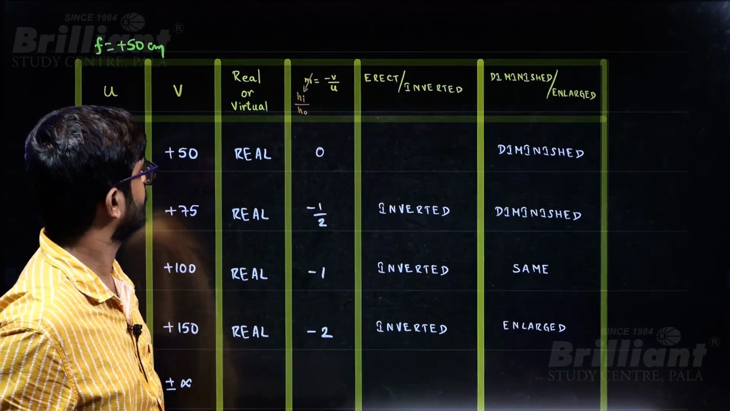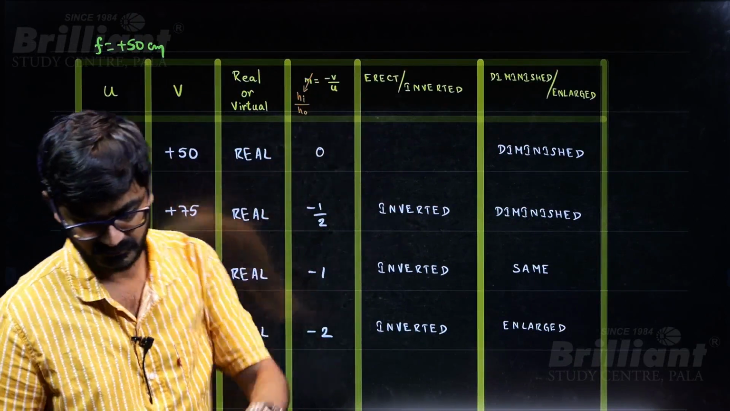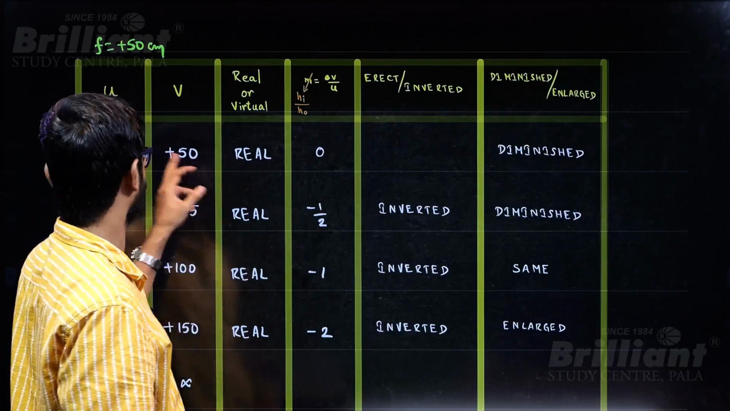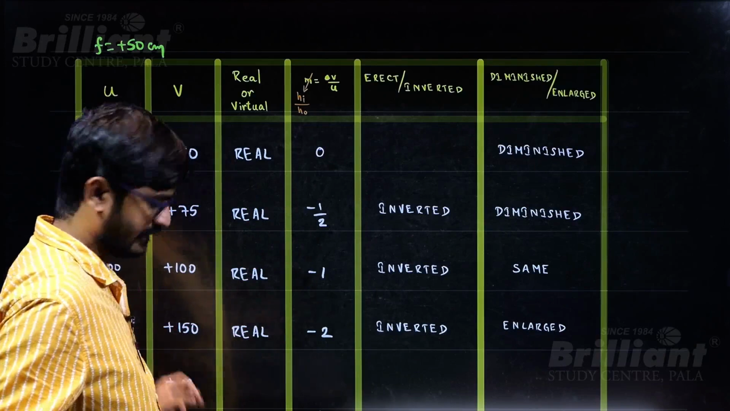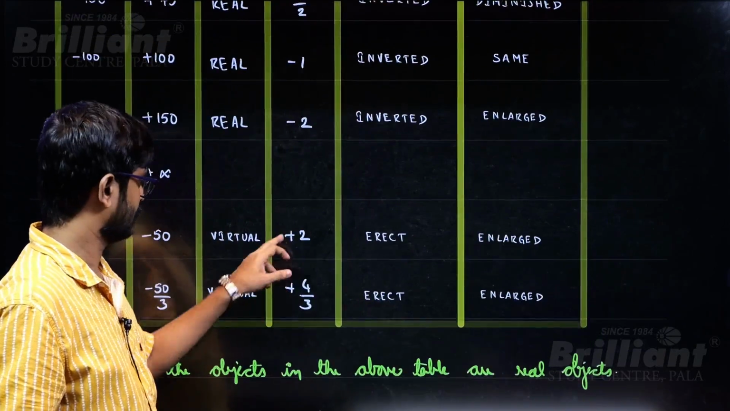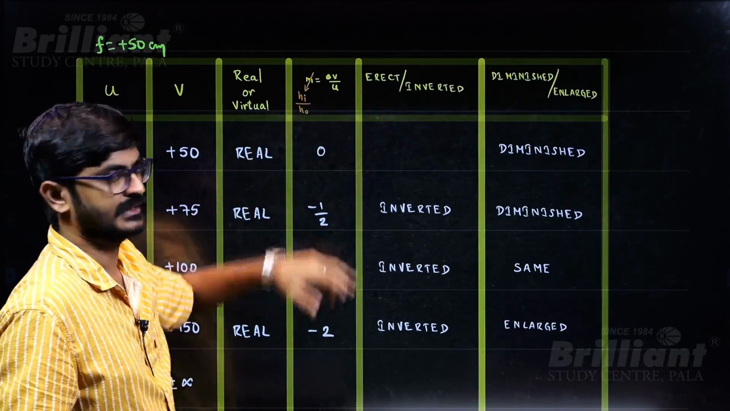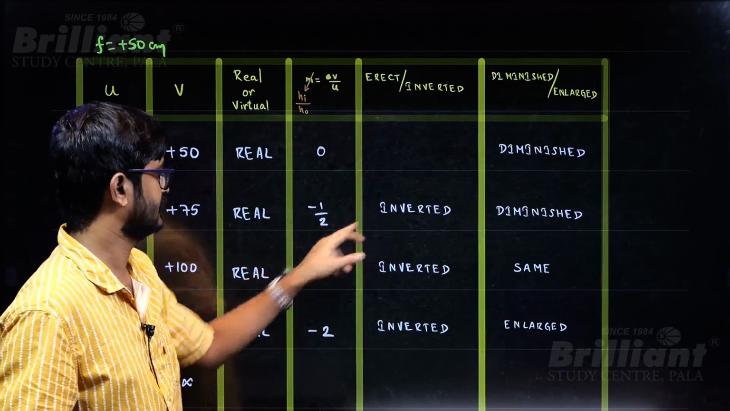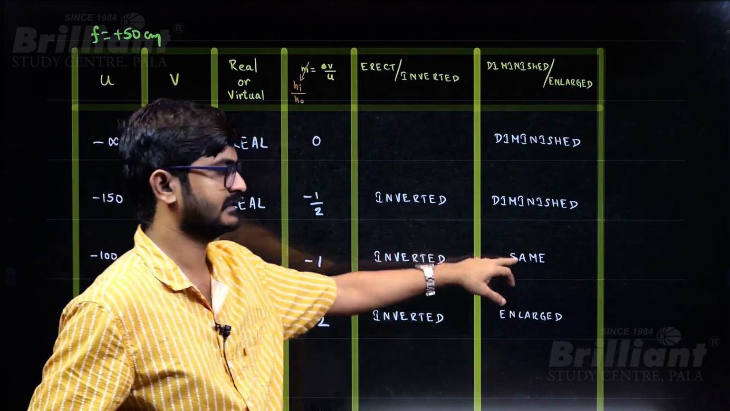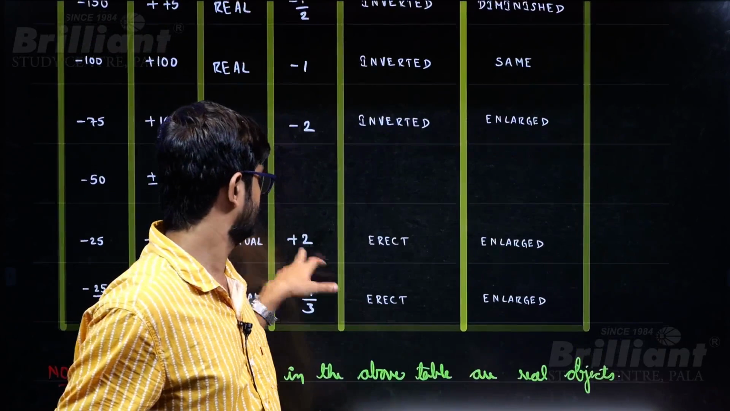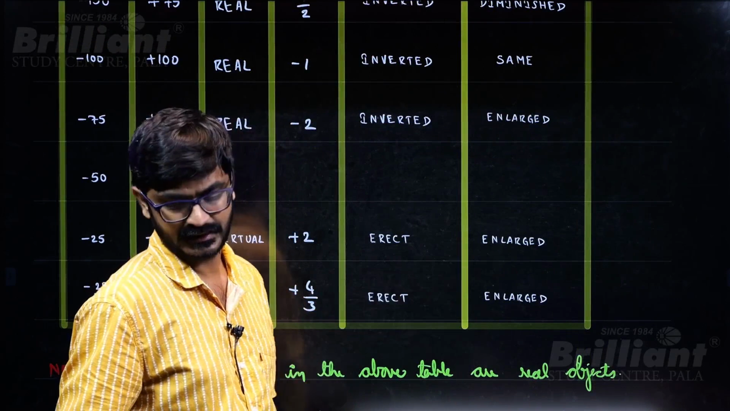Now coming to the magnification, magnification is not minus v by u, this is not minus v by u, it is v by u. So when you do magnification v by u, you will be getting negative here, negative here, negative here, positive here, positive here. Now what does negative mean? hi by ho is negative, the meaning is inverted. Whenever it is negative, it is inverted. The meaning of half is it is diminished, the meaning of 1 is its same size, and enlarged. The meaning of plus is both are in the same orientation, erect, and the size is enlarged.